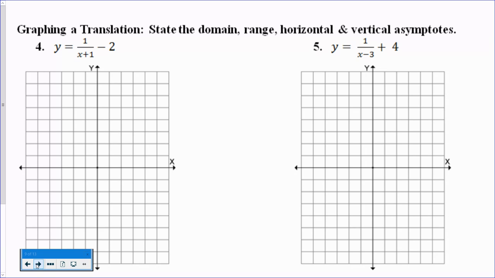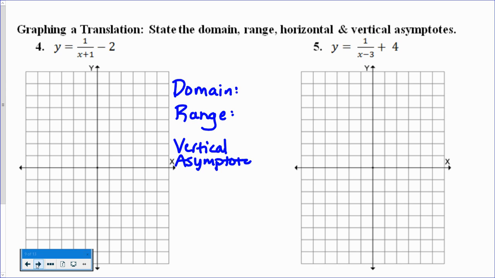All right, then you're also going to go look at translation, so moving vertically or horizontally. All right, and you'll be asked about domain and range. You'll be asked to write the equations for the horizontal and vertical asymptotes in these situations. So the first thing, well, I'm going to write down all the things we got to find. We got to find the domain. We got to find the range. We got to find the vertical asymptote. And we got to find the horizontal asymptote.